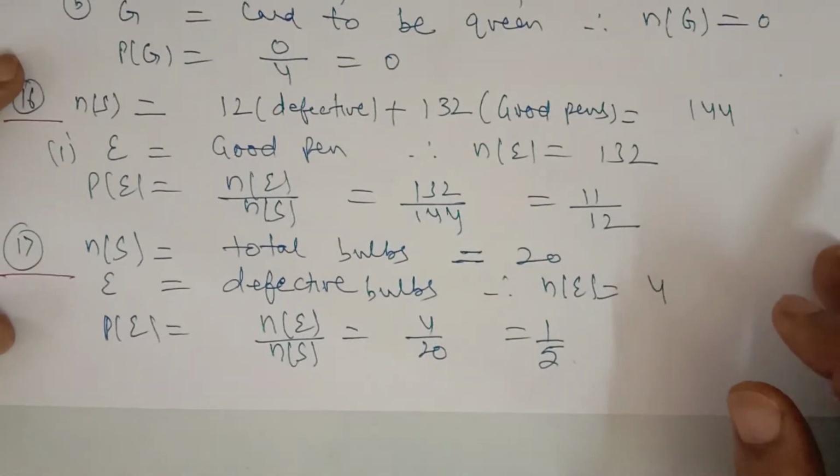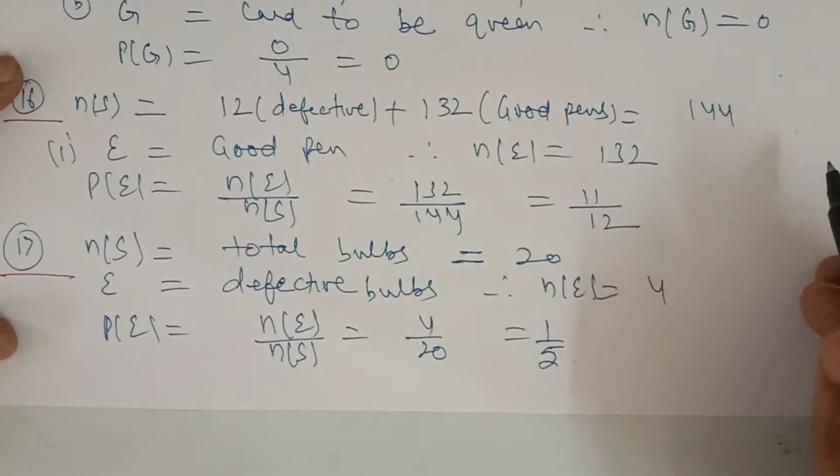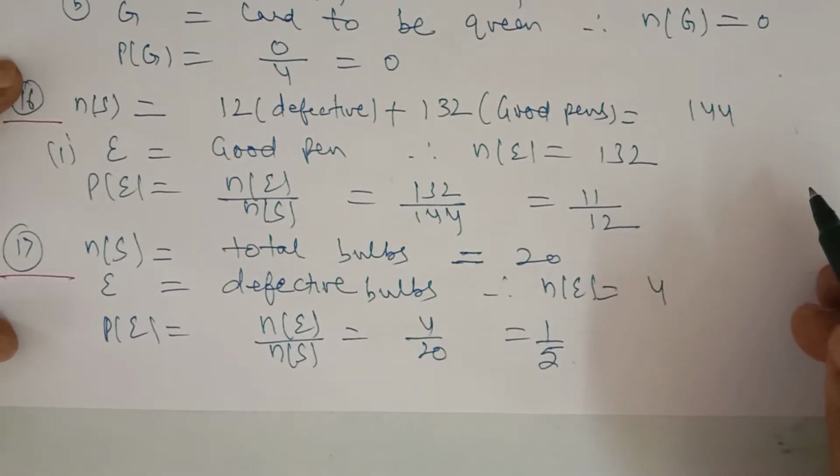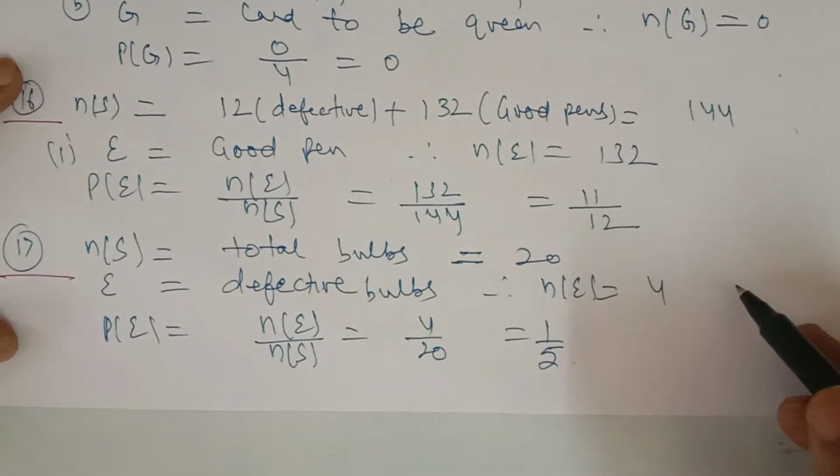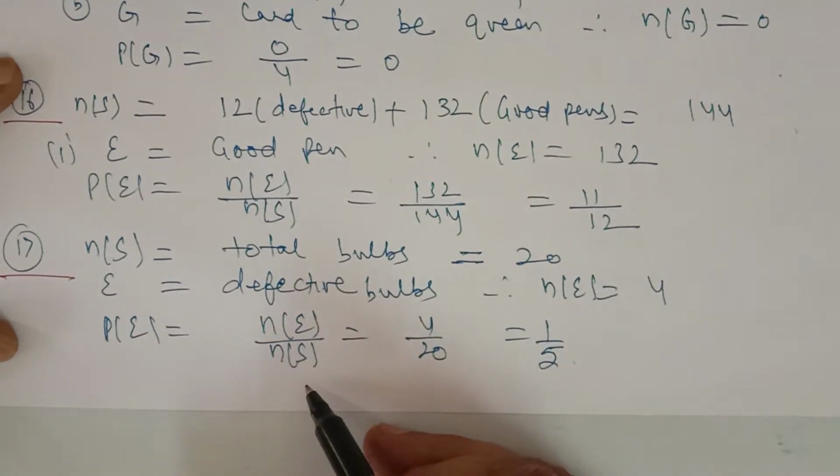Now in question number 17, it is given that the total bulbs are 20 and out of them 4 are defective. So naturally, how many will be not defective? It will be 20 minus 4, which is equal to 16. So you have to find the probability that it should be a defective bulb.